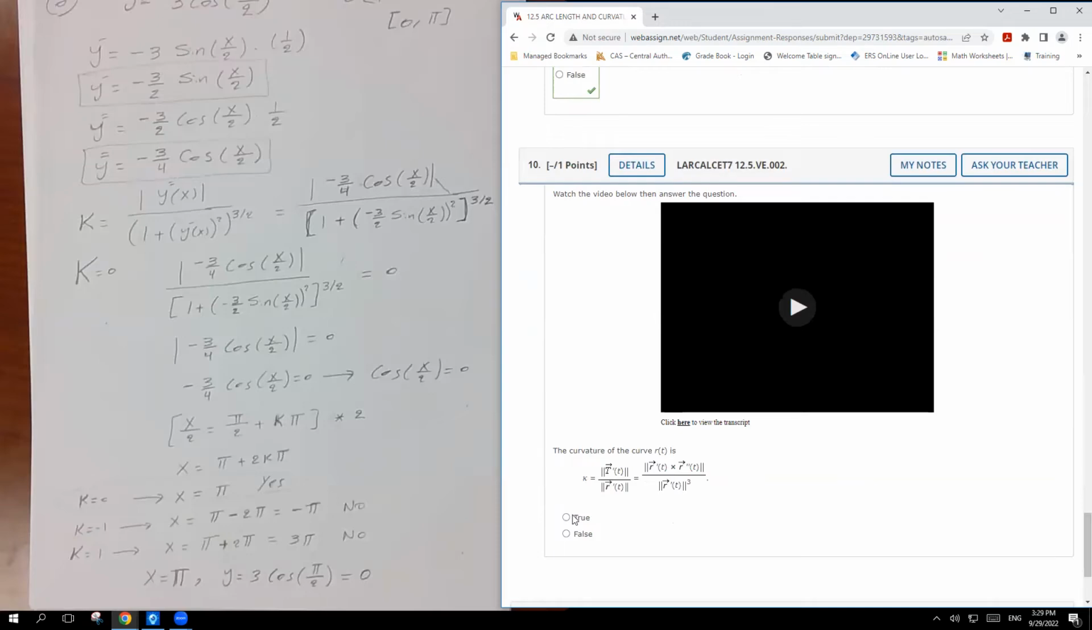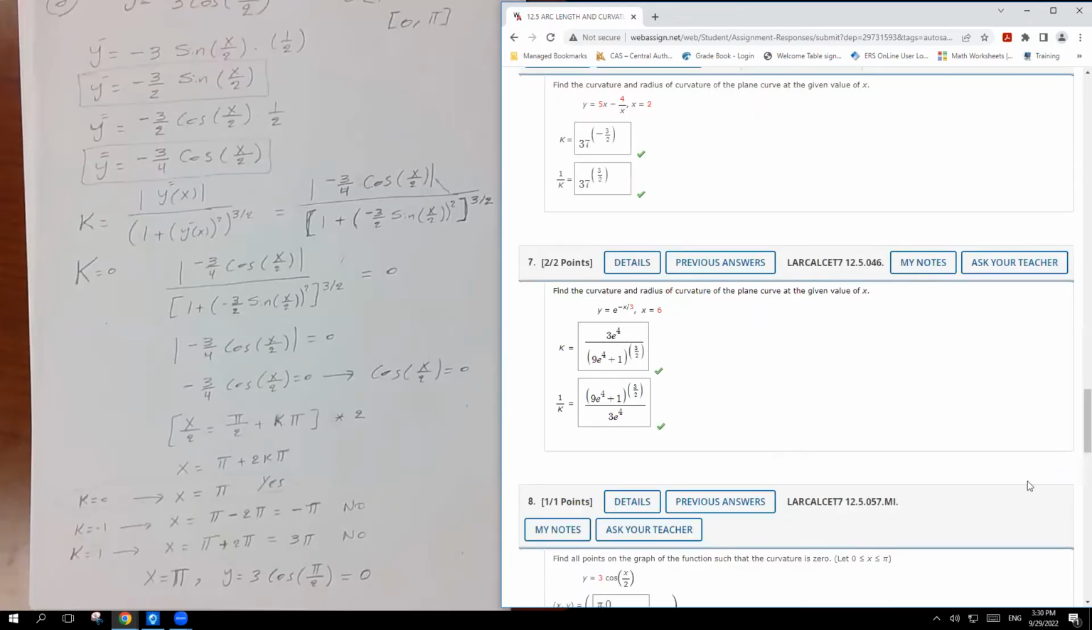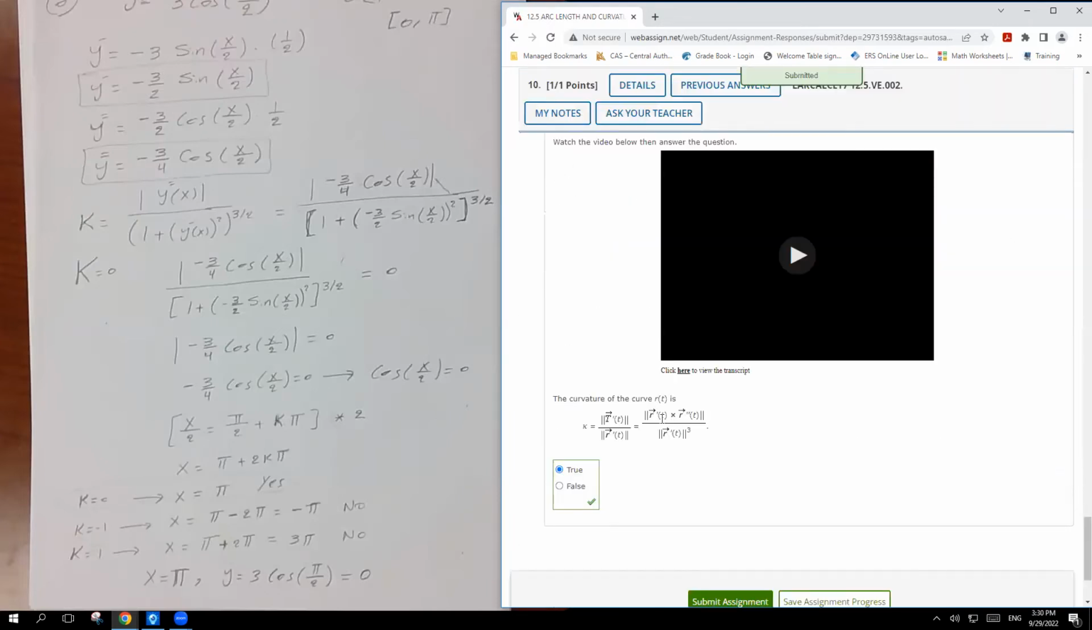Watch the slides for this formula. You see, that's what I told you. For the curvature, there are two formulas: there is this one and there is this one. I always use this one, which is up to you. If you want to use the length of r prime cross r double prime over the length of r prime cubed, you're going to get the same result. So it's up to you which formula you use. That's it for this section.